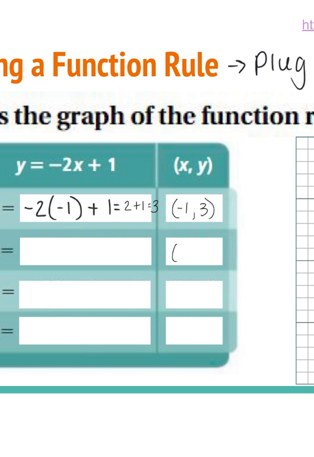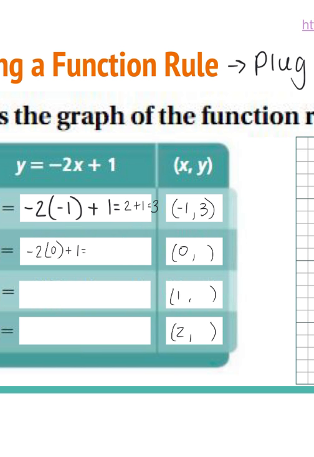So we can go ahead and fill in all of the coordinates with what the x coordinates are, right? So this one, the x coordinate's gonna be 0, so we're gonna plug that in. 1, and then 2. All right, so let's try some more. So we're gonna plug in 0 and see what we get for y. So y equals negative 2, remember those parentheses, those are super important, times 0 plus 1.